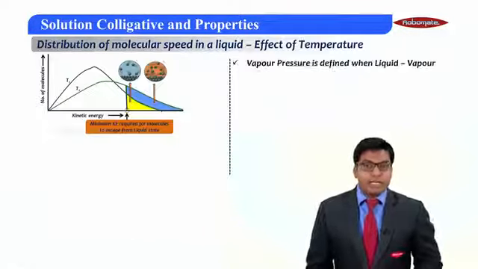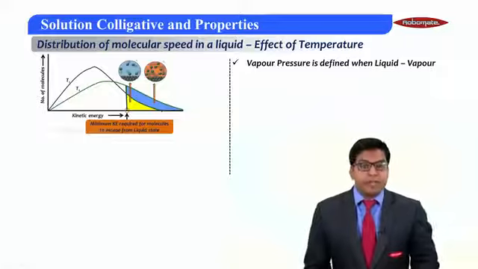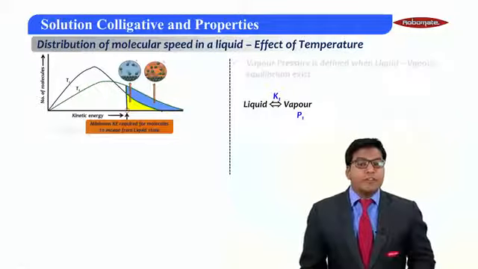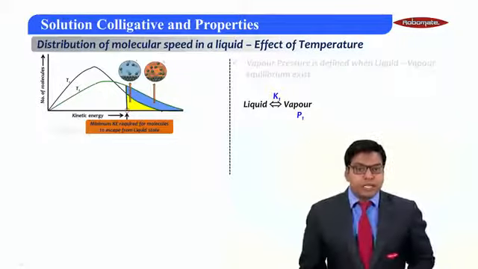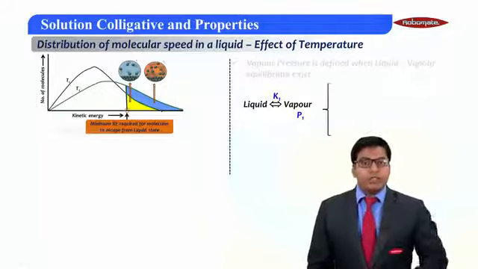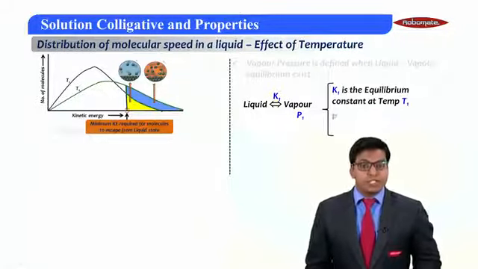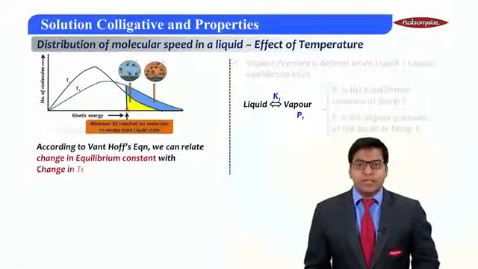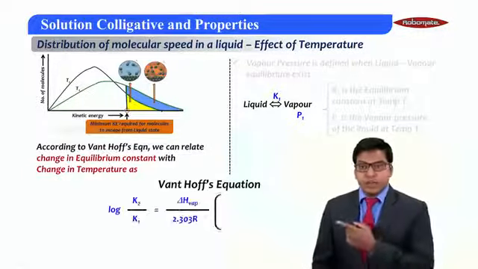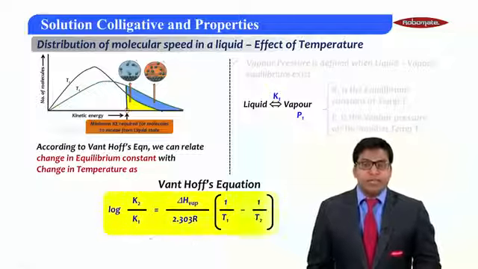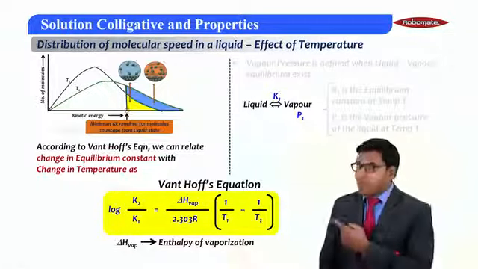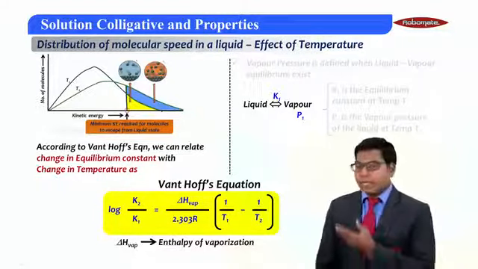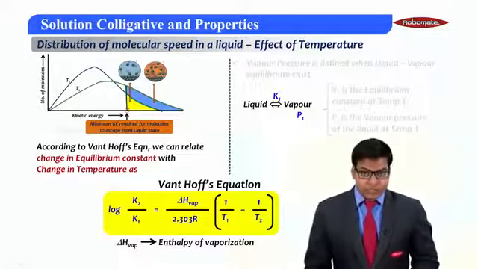So let us try to derive that. Now we know that vapor pressure will only be defined when vapor-liquid equilibrium exists. So let me consider that liquid-vapor equilibrium is there, where K1 is the equilibrium constant and P1 is the vapor pressure at temperature T1. Similarly, K2 is the equilibrium constant and P2 is the vapor pressure of the liquid at temperature T2. Now, according to Van 't Hoff's equation, we can always relate that as log of K2 by K1 is equal to delta H vaporization by 2.303 R into (1 by T1 minus 1 by T2). This is the Van 't Hoff's equation, where delta H vaporization is the enthalpy of vaporization, right?